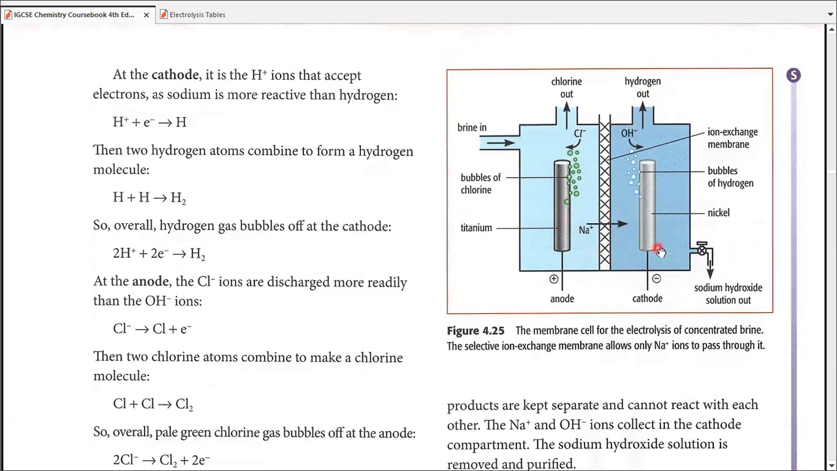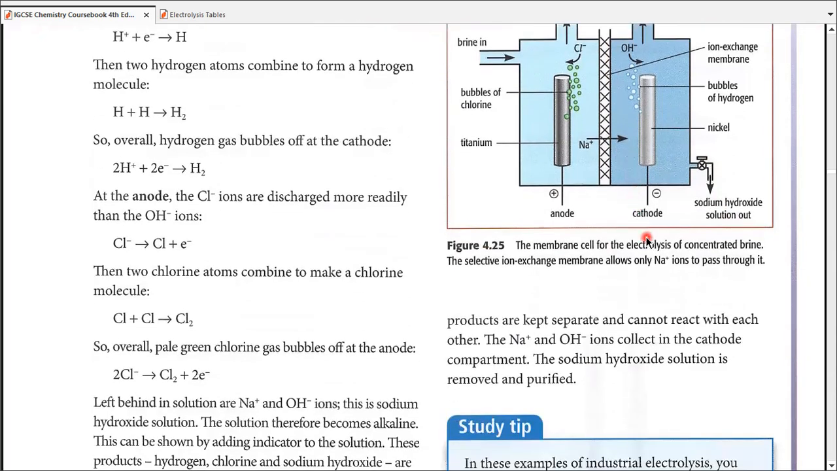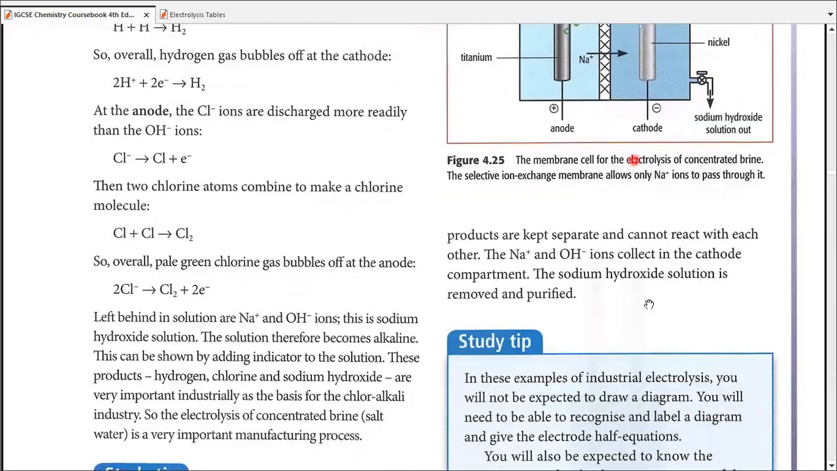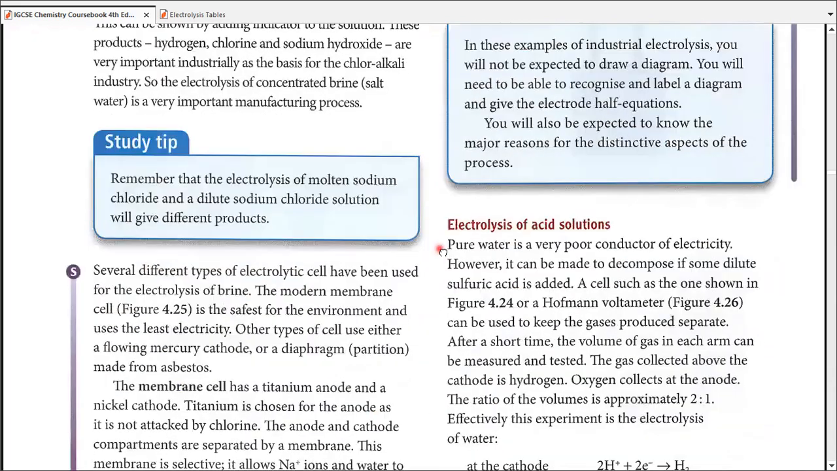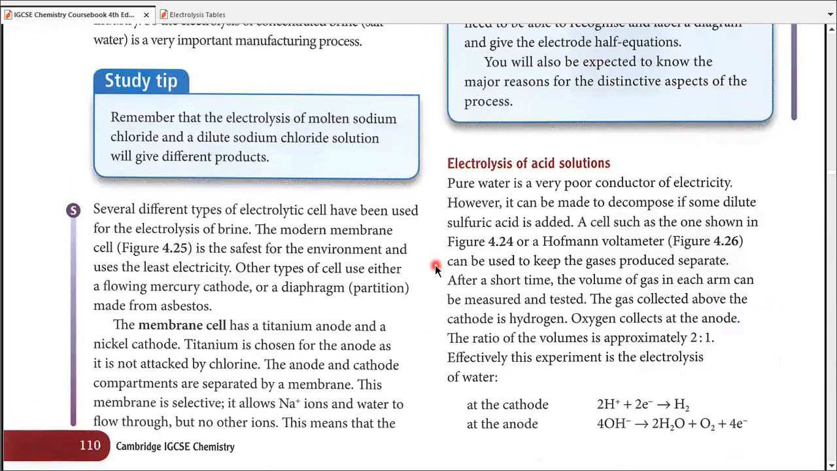And as sodium ions move onto this side, they react with hydroxide ions, form sodium hydroxide, which is taken down as a solution and separated out of it. This is an ion exchange membrane. It only allows sodium ions and water to pass and blocks the rest of the ions from moving from one side to another. Sodium hydroxide solution is moved and is further purified. So this is a way to form sodium hydroxide in industry.